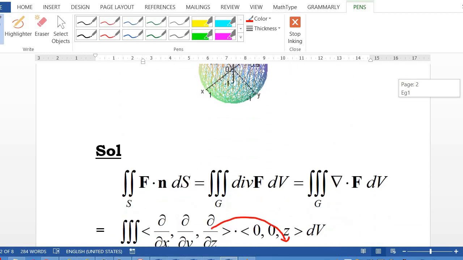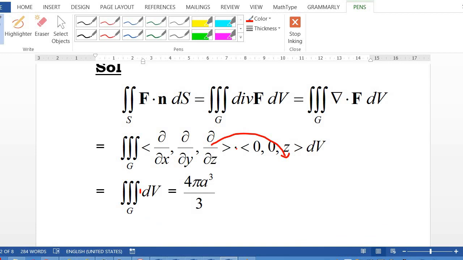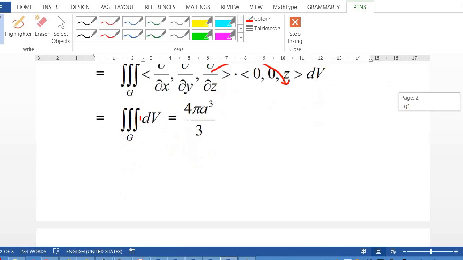In this case, this is the volume of a sphere with radius a units. Using the geometric formula, the volume of a sphere with radius a units is 4 pi a cubed over 3. No need to use your triple integral; directly use the formula for the volume of a sphere, 4 pi a cubed over 3. So you can notice that this is faster than evaluating the flux integral on surface S1, the upper hemisphere, and S2, the lower hemisphere.